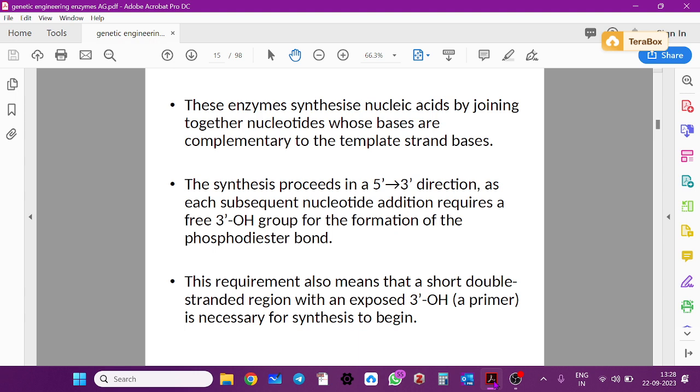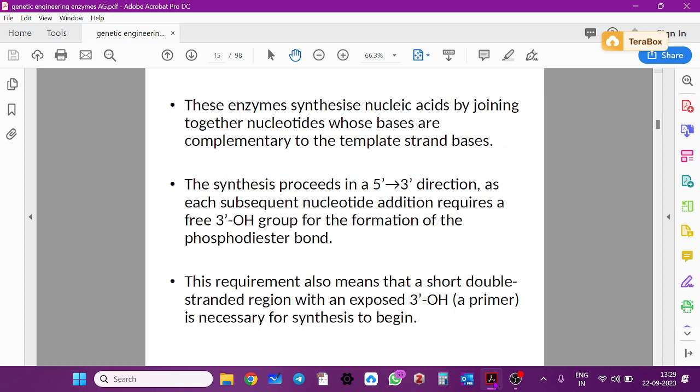Adenosine plus sugar plus phosphate: adenosine triphosphate. A nucleotide, nucleoside. This is a nucleotide. This is a nucleoside. So basically, you have the base attached.